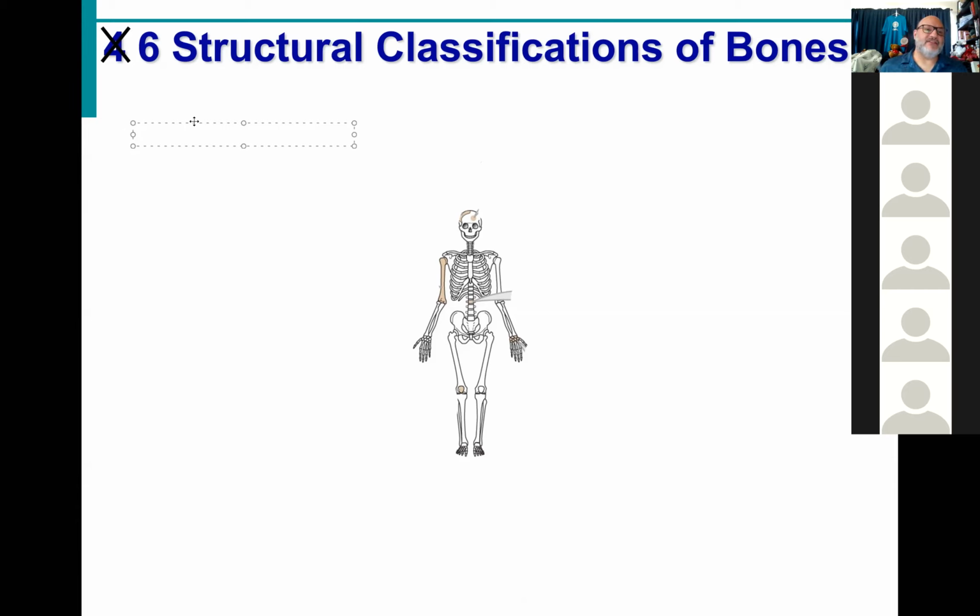So when we talk about the bones that make up your skeleton, there are just structural classifications, and there are 6 of them. Give me an example of a structural classification of one of the bones we see in the body. I just finished mentioning a couple of them. As you look at the skeleton, what are some of the structural classifications?